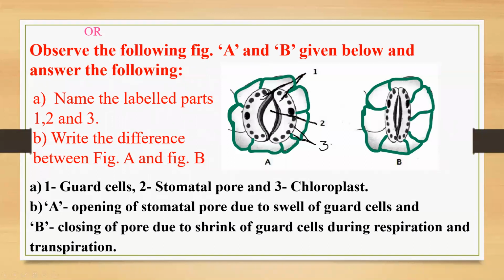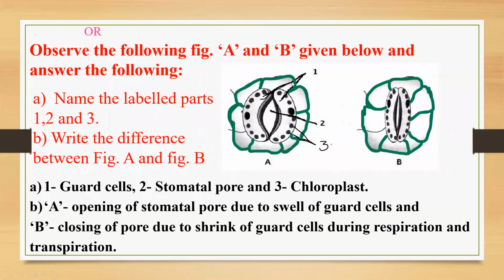Either that or this, you can select and write. Observe the following figures A and B given below and answer the following. Yes, you can see the picture. What is this? Stomata, no? Small pores on a leaf. Even on the stem also, lenticels will be there, no? We'll see. Question A: name the labeled parts 1, 2, 3. B: write the difference between figure A and B.